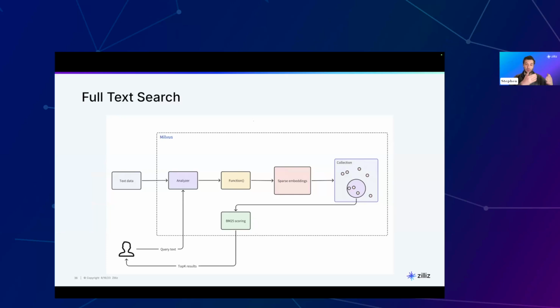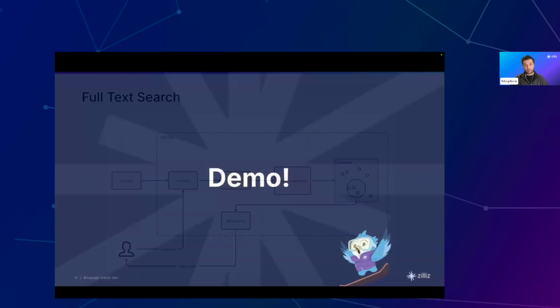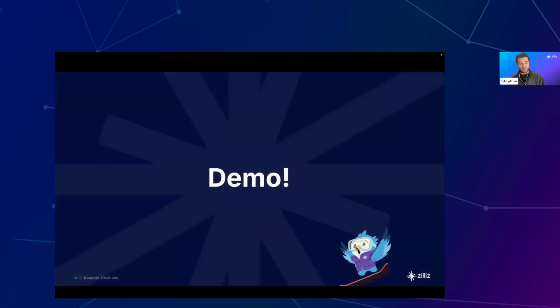So when you actually query the text, it's again the same. You don't have to think of anything. Milvus will take care of everything, going through the analyzer and everything. And that's what we released for 2.5 with full text search. And I have a live demo that I can show you.